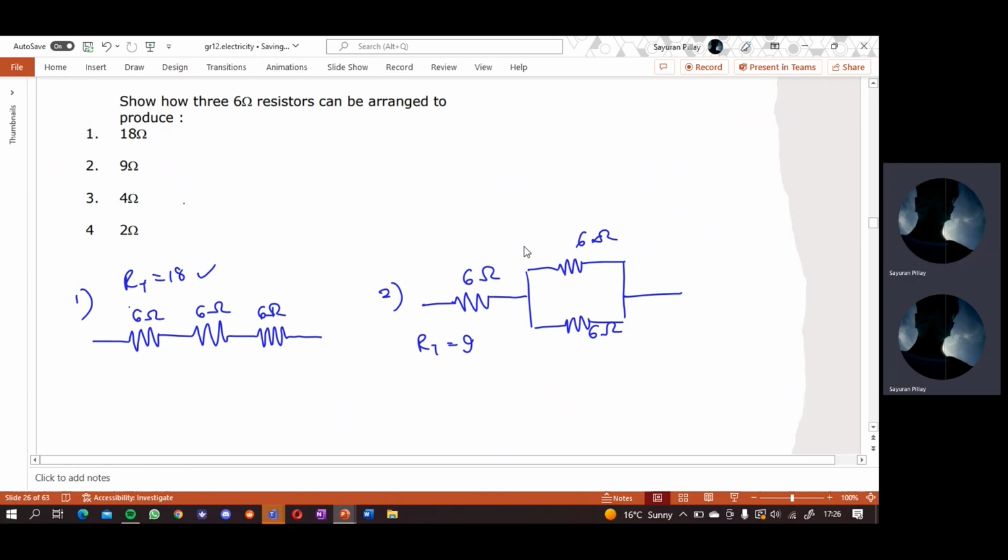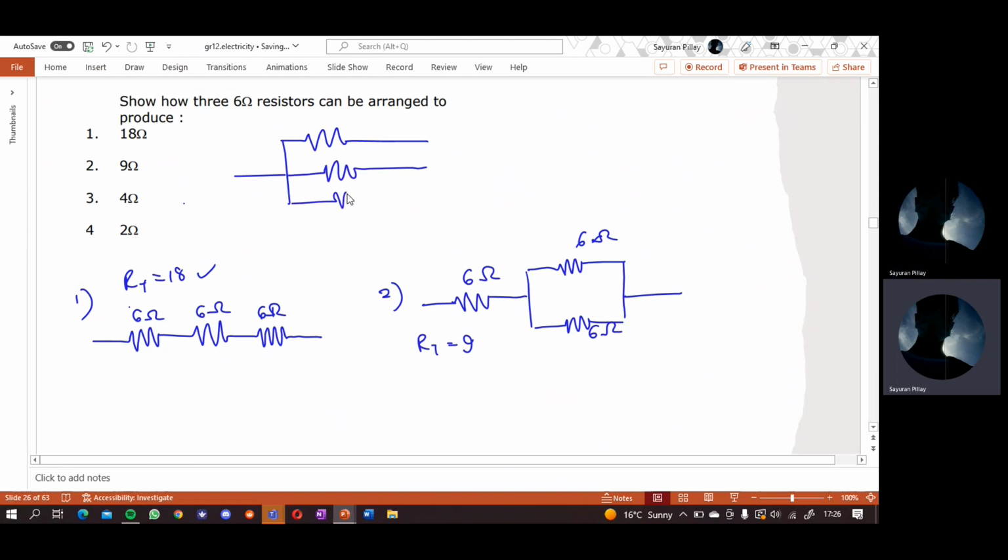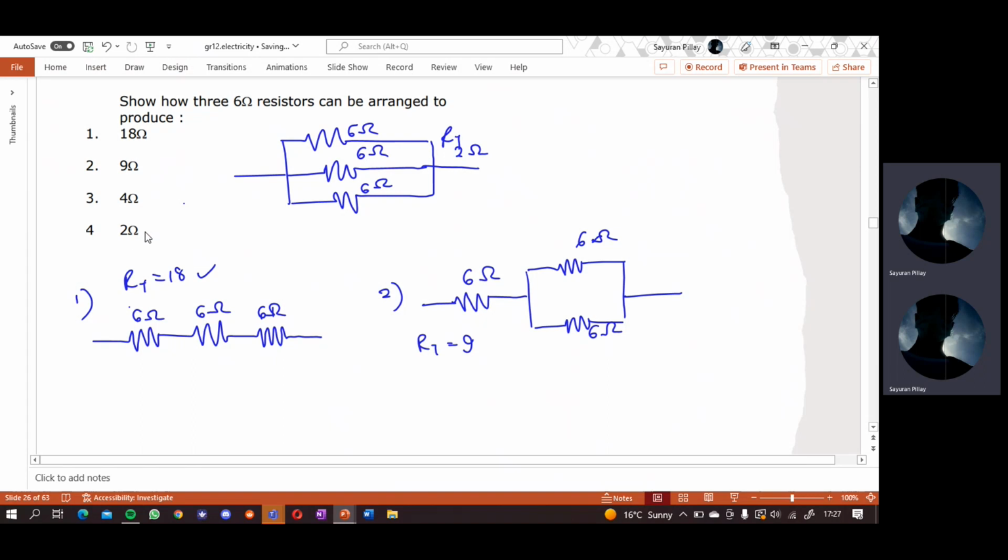How would you get 4? I don't know. What did we not try? We didn't try putting all 3 in parallel. They're all 6 ohms. So it's going to be 6 inverse plus 6 inverse plus 6 inverse. Inverse of all of that is 2 ohms, right? So this is 2 ohms, well, RT. So we've done number 4. How would you get number 3?